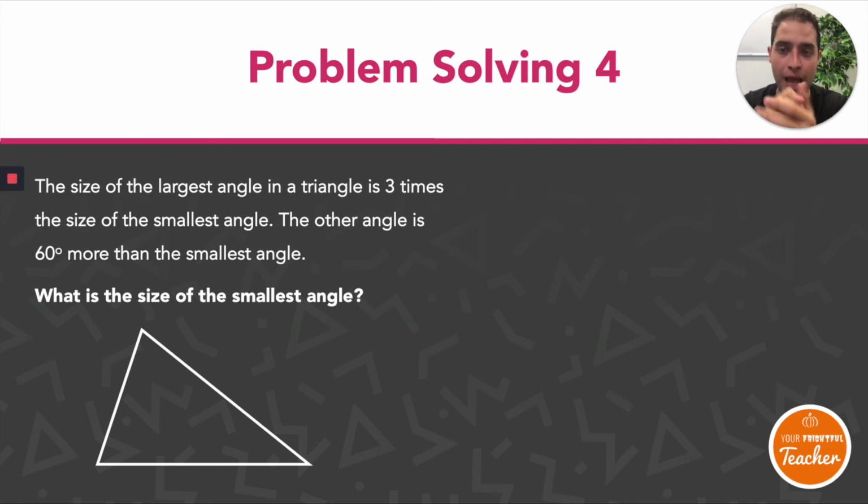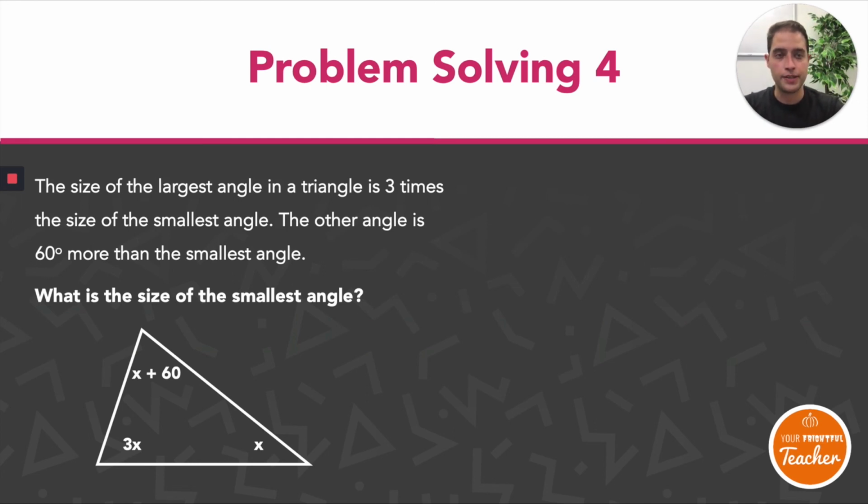The size of the largest angle in a triangle is 3 times the size of the smallest angle. The other angle is 60 degrees more than the smallest angle. What is the size of the smallest angle? Well, I need to start giving it some algebraic values. So let's do that. I'm going to call this smallest angle x. And this one, which is the largest angle, which is 3 times the size of the smallest angle, I'm going to call it 3x. The other angle is 60 degrees more than the smallest angle, so that means it's x plus 60. Okay?